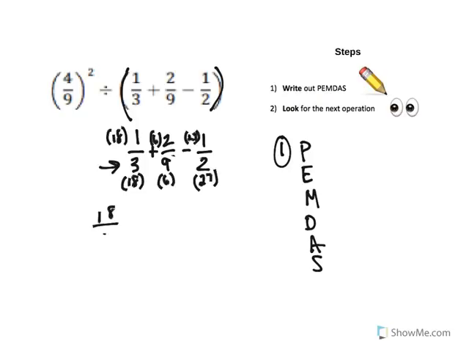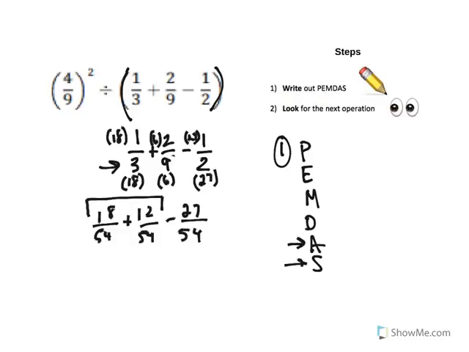I get 18 over 54 plus 12 over 54 minus 27 over 54. Now I do order of operations in here.